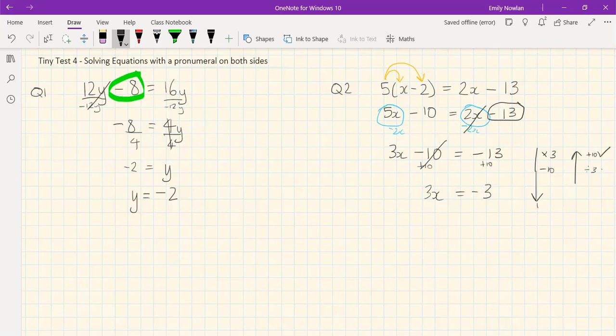So I've added 10 to both sides. Now I need to divide both sides by 3, divide by 3. 3 over 3 leaves me with x is equal to minus 3 over 3 is minus 1. We can always check by substituting it back into the original equation.